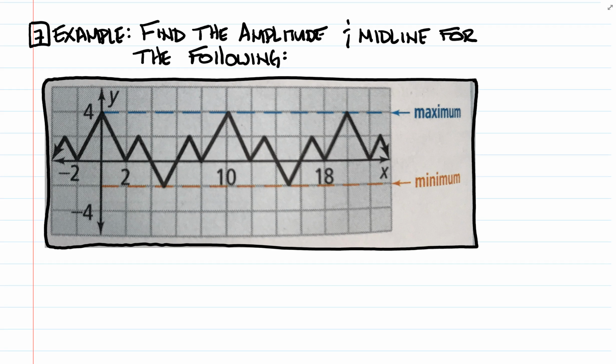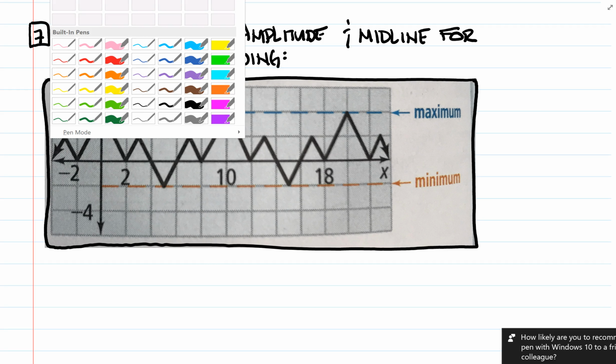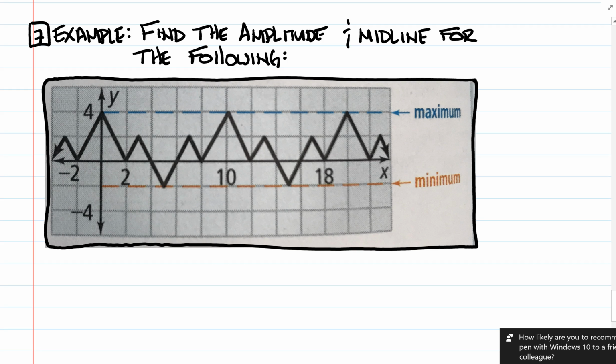Okay, number 7, find the amplitude and the midline for the following. Okay, well first let's make sure that we actually have a periodic function. So in green over here, I will start here and I will follow my pattern. I go down, and I'm not quite back to where I started yet. Boom, that's where I started. Okay, so I definitely have a periodic function. So the maximum point you can see is up here at 4. The minimum point is down here at -2.